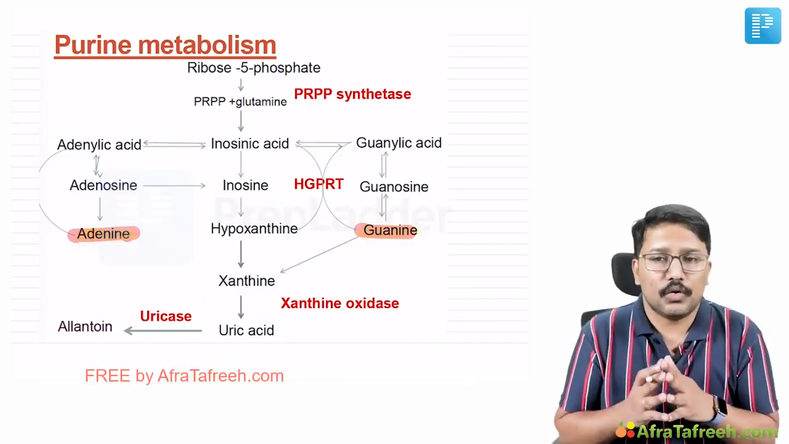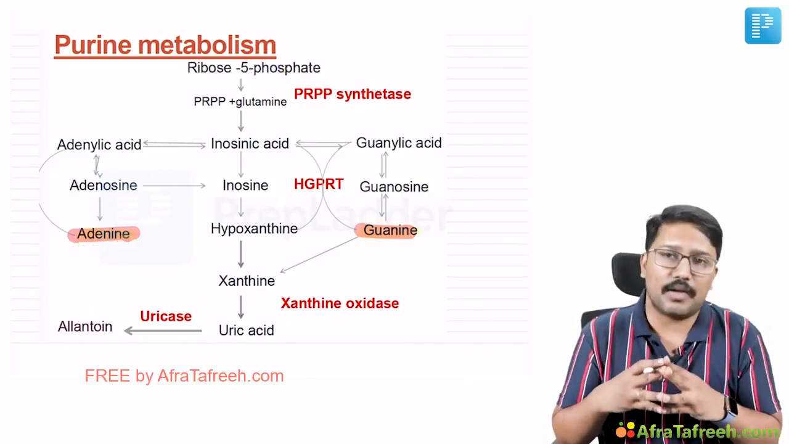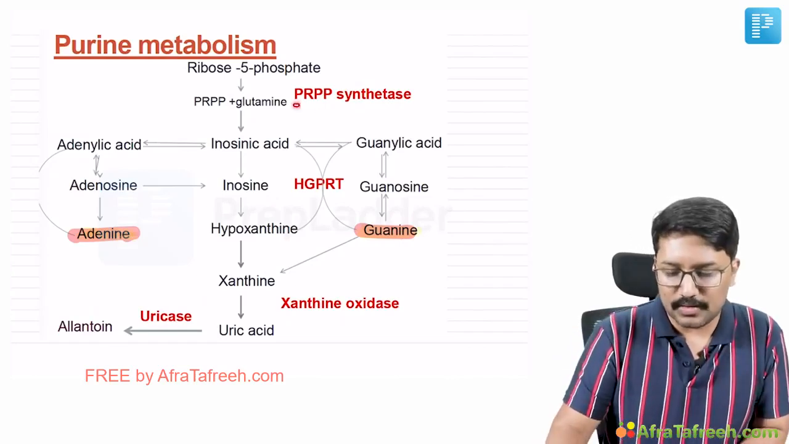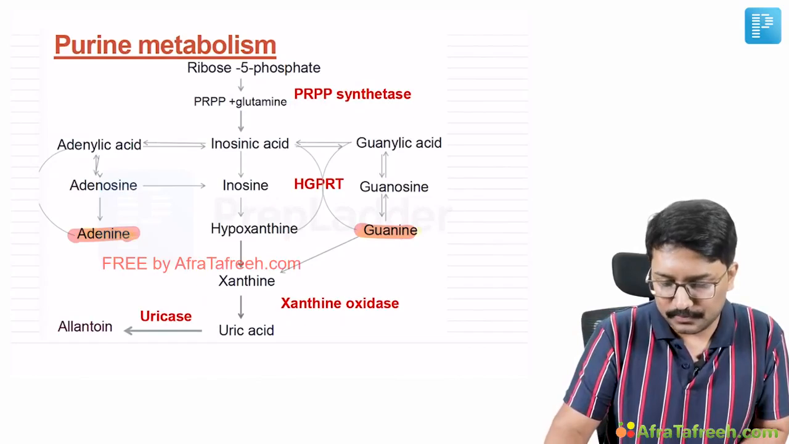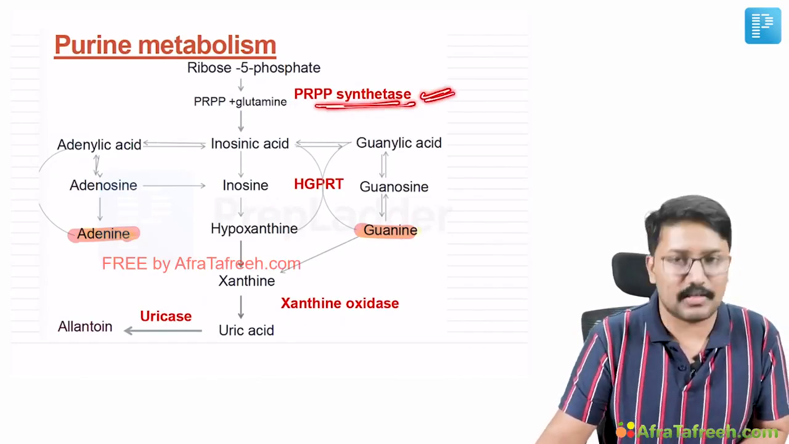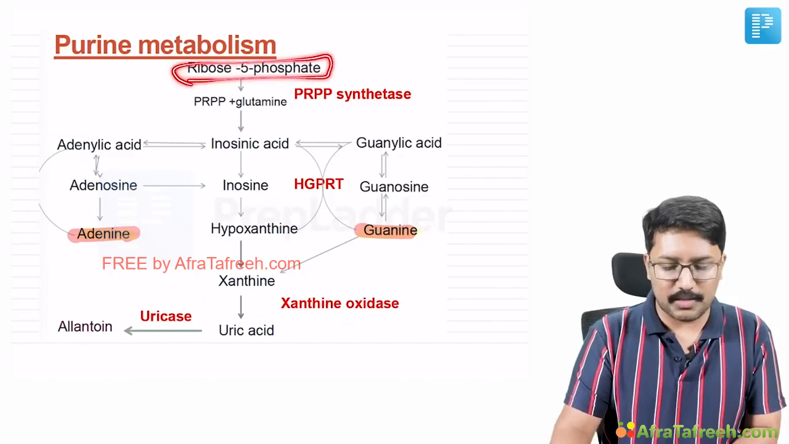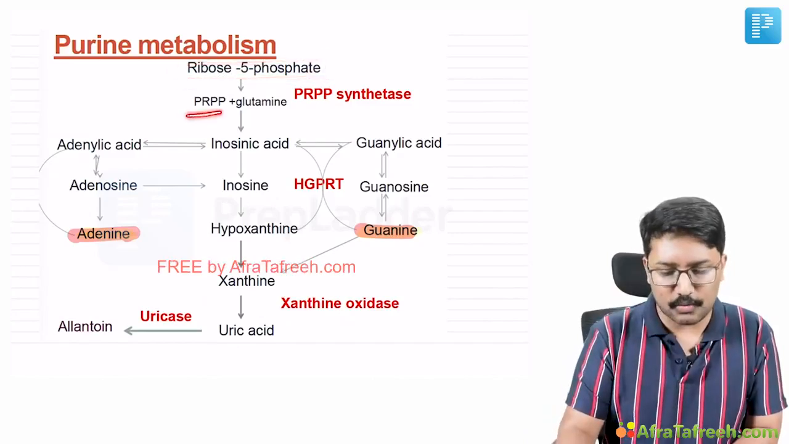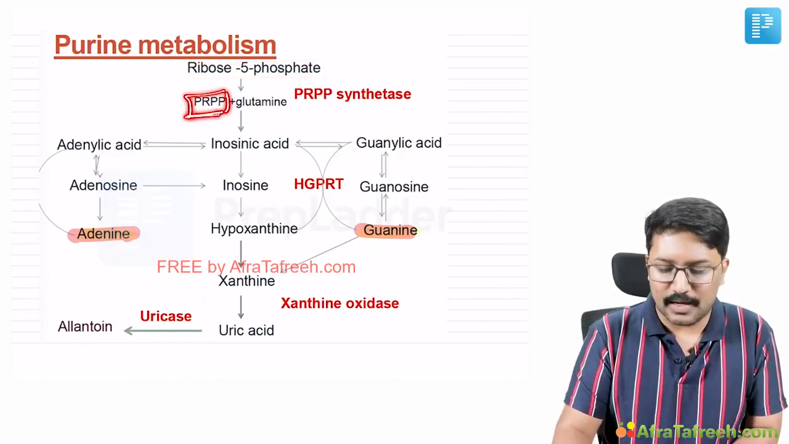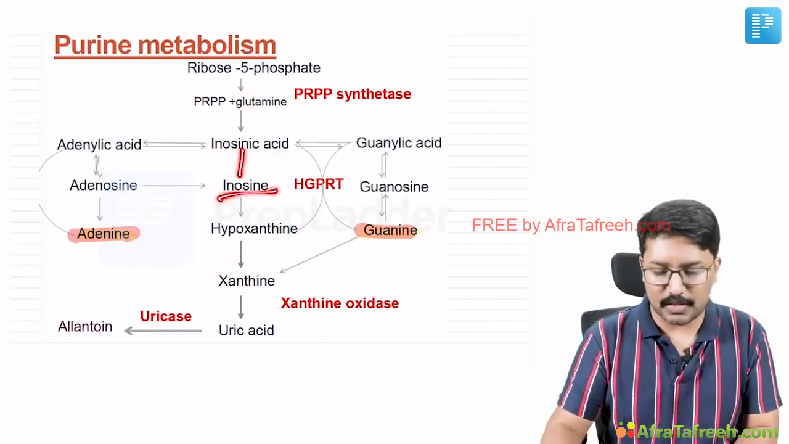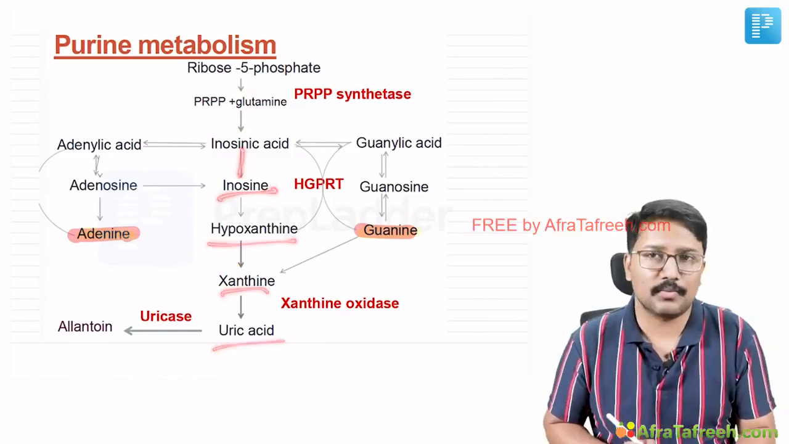Now there are 2 or 3 important enzymes that we have to recognize in this flowchart. The first enzyme we are talking about is phosphoribosyl pyrophosphate synthetase, PRPP synthetase. This utilizes ribose 5-phosphate to convert it to phosphoribosyl pyrophosphate that combines with glutamine to form inosinic acid. Clear? Now this inosinic acid can become inosine, hypoxanthine, xanthine, and uric acid.